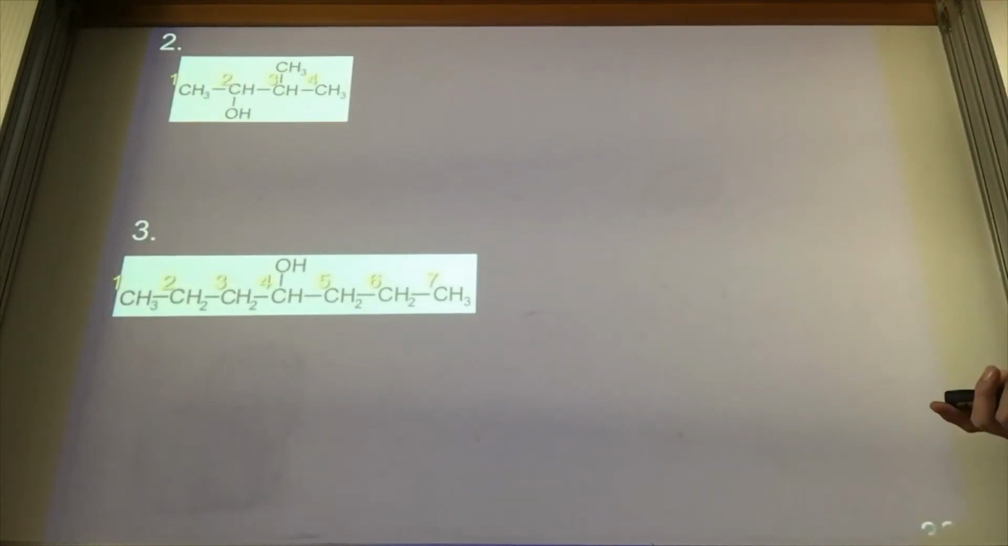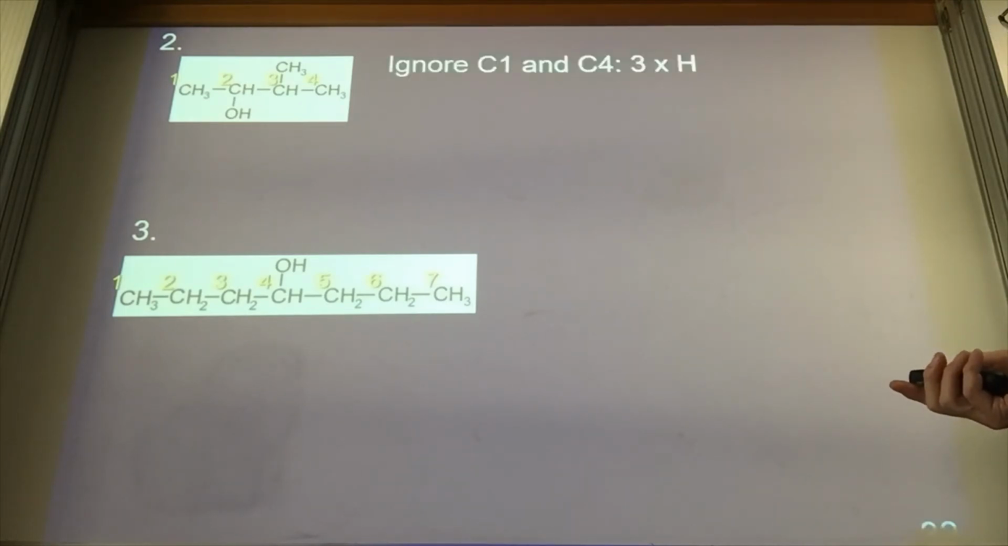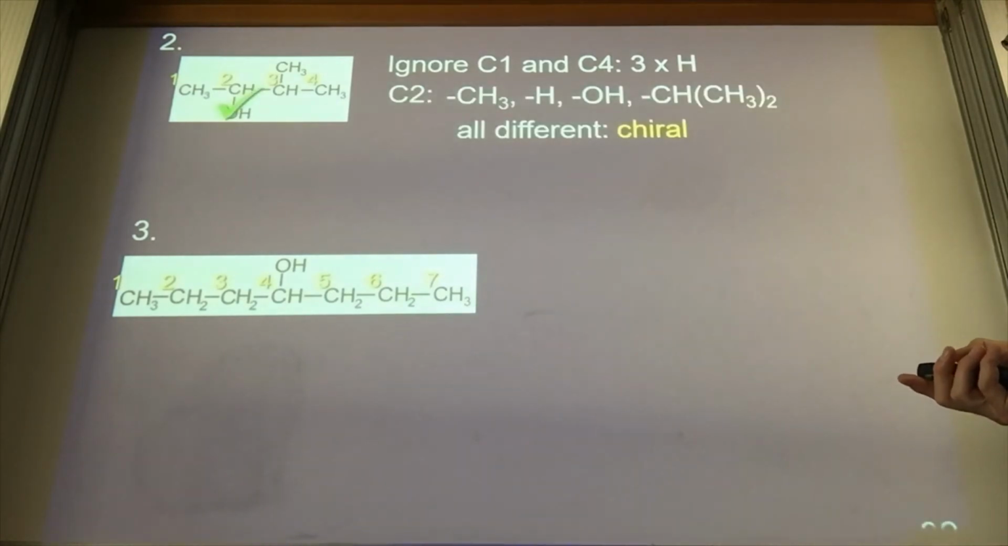Second molecule, what have we got? Carbons number 1 and 4 clearly can't be, and the side chain one the same. What about carbons 2 and 3? Well, we see carbon 3, there's 2 methyl groups there, they're the same. So carbon 3 can't be chiral. Carbon 2, what have we got? We've got a hydrogen, hydroxyl, a methyl, and an isopropyl. So that looks good. Carbon number 2 has 4 different things.